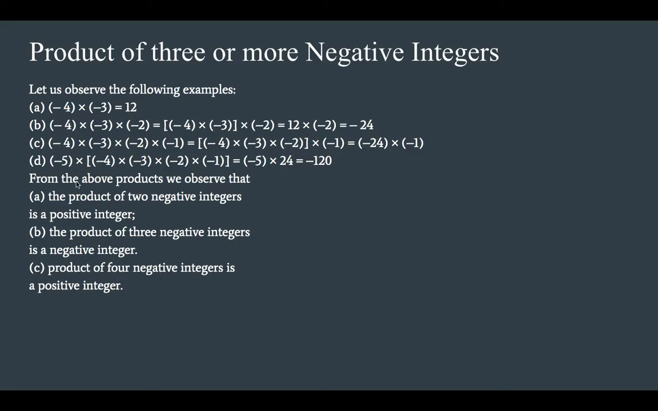From the products, what do we observe? The product of two negative integers is always a positive integer. The product of three negative integers is a negative integer. But again, the product of four negative integers is a positive integer. So what can we say after observing this pattern? That if you have an odd number of negative numbers, you get a negative number in the end. But if you have an even number of negative numbers and you multiply them, you get a positive number in the end.